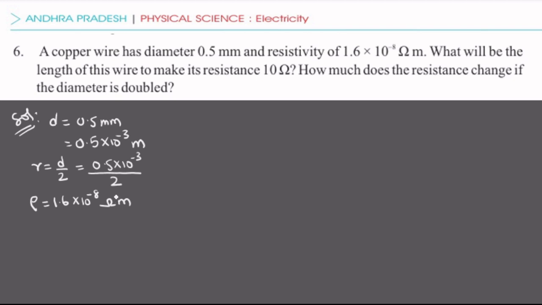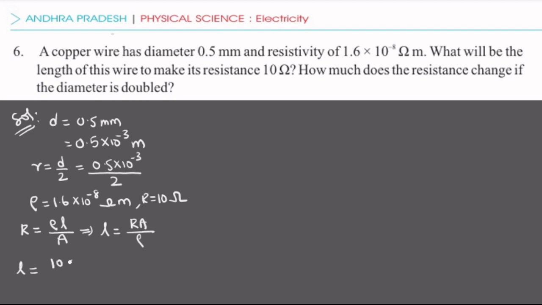Okay, now what will be the length of this wire to make its resistance 10 ohms? In order to get 10 ohms resistance, what should the length be, he is asking. So we know the formula, R is equal to rho L by A, and from this, length L is equal to RA by rho. Now L is equal to resistance. What is resistance here? 10 ohms.